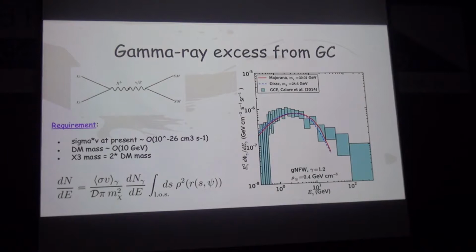So, the gamma ray excess at the galaxy center. What's the requirement? If this figure has the x-axis as the gamma photon energy and the y-axis as the residual flux, in order to reproduce this residual flux, we first need, no matter whether it is Dirac or Majorana, an annihilation cross section at present, which is at 10^-4 c relative velocity, of the order of 10^-26 cm^3/s. The dark matter mass should be 10 GeV, and the mass of the mediator should be 2 times the dark matter mass.